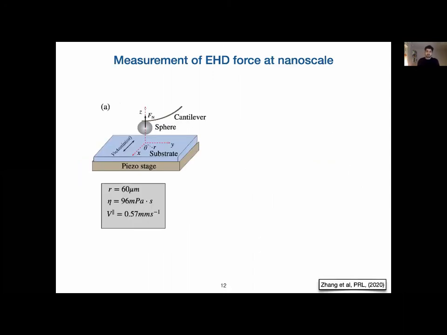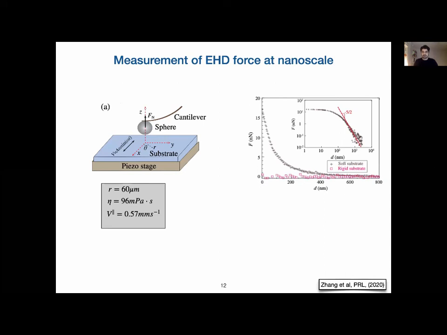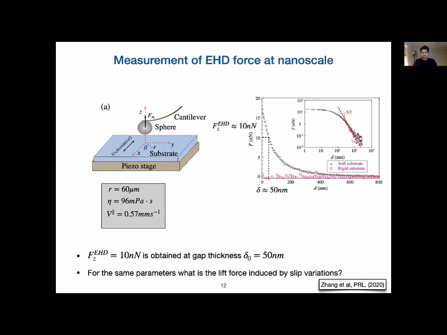So what we did is compare to a very recent work where they directly measured the EHD force at the nanoscale using an AFM setup. They have a substrate which they oscillate in the parallel direction, the X direction here, and then they measure the normal force on a sphere that is attached to a cantilever. When they measure the force, they see that the force is of the order of nanonewtons. For example, for a gap thickness of 50 nanometers between the sphere and the substrate, the normal force is 10 nanonewtons.